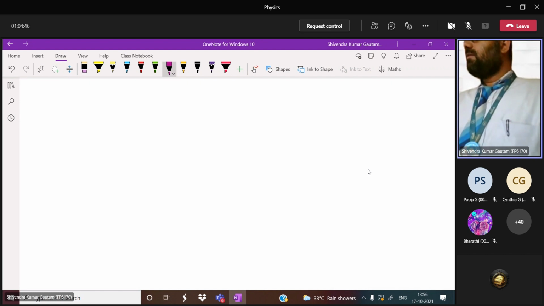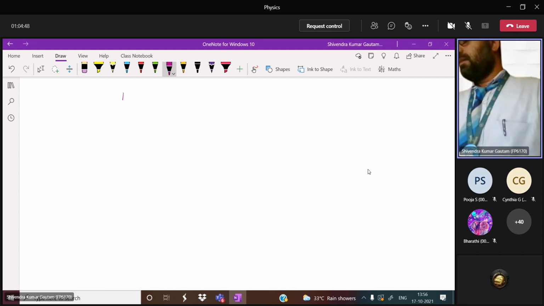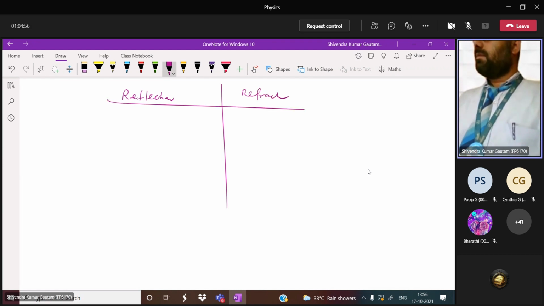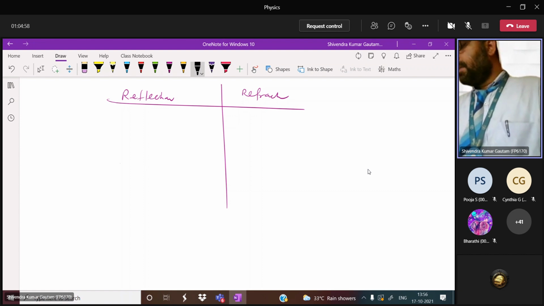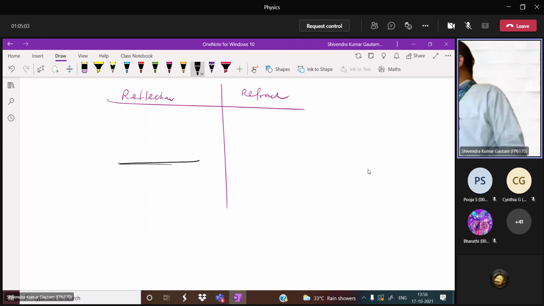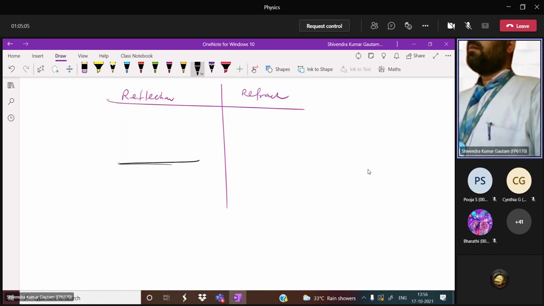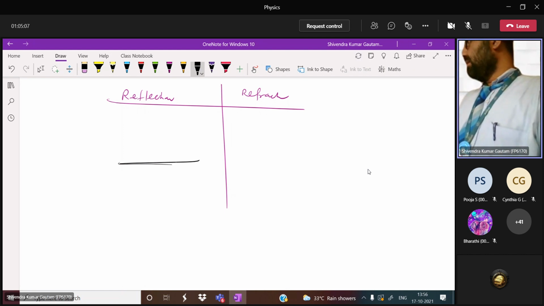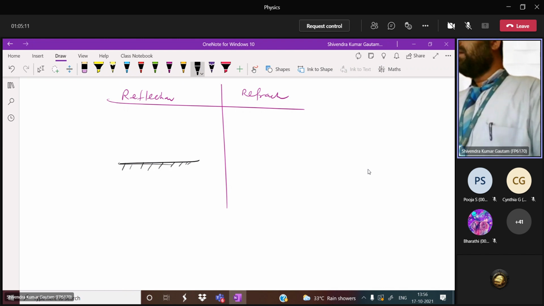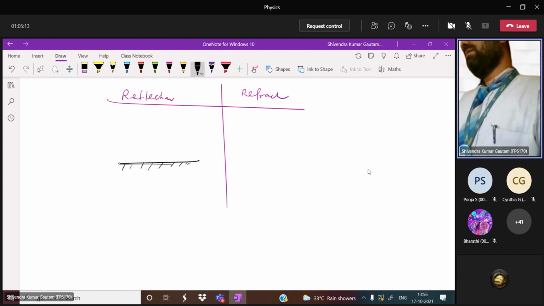See the difference between reflection and refraction. In reflection, whichever mirror you take, plane mirror, convex mirror or concave mirror, tell me, after reflection, the ray will return back to the same medium or not? Yes, sir.